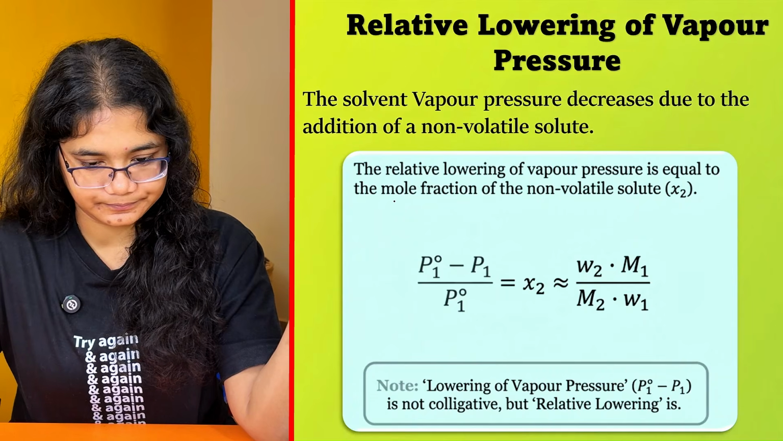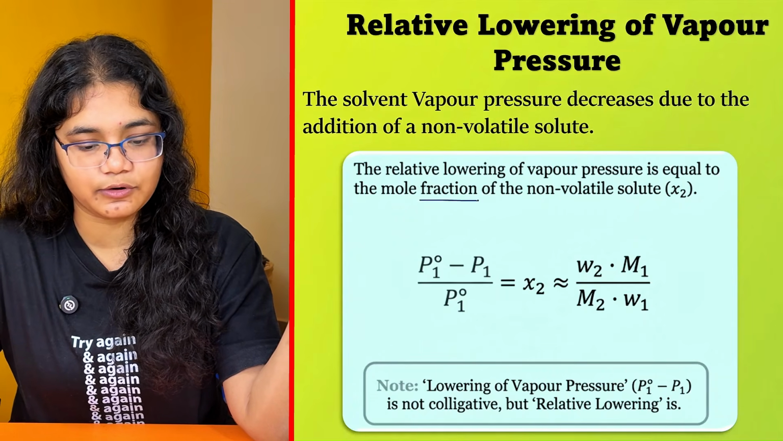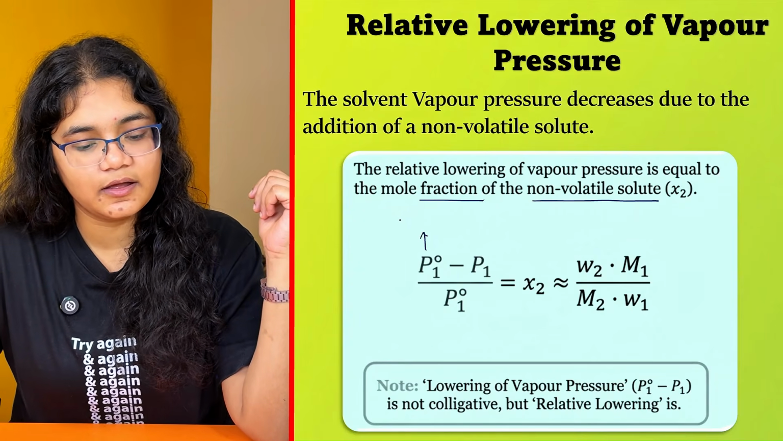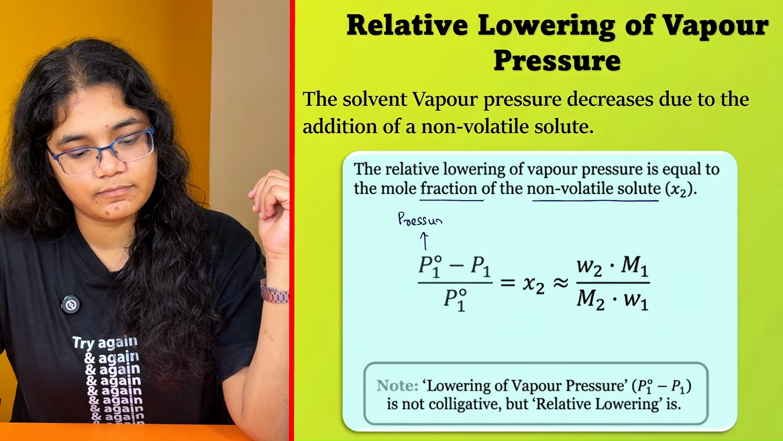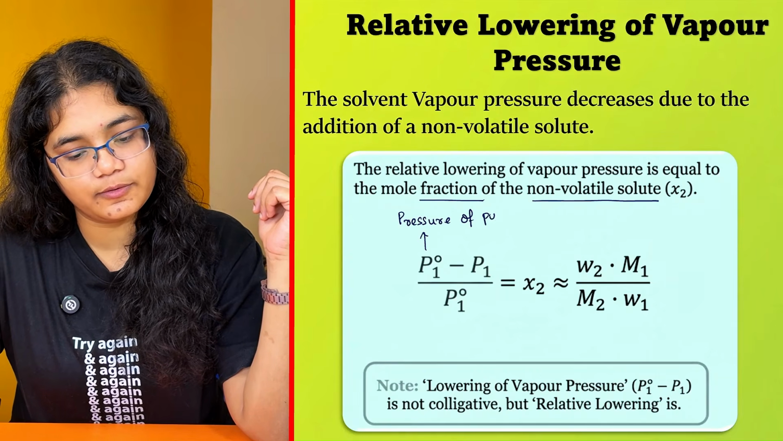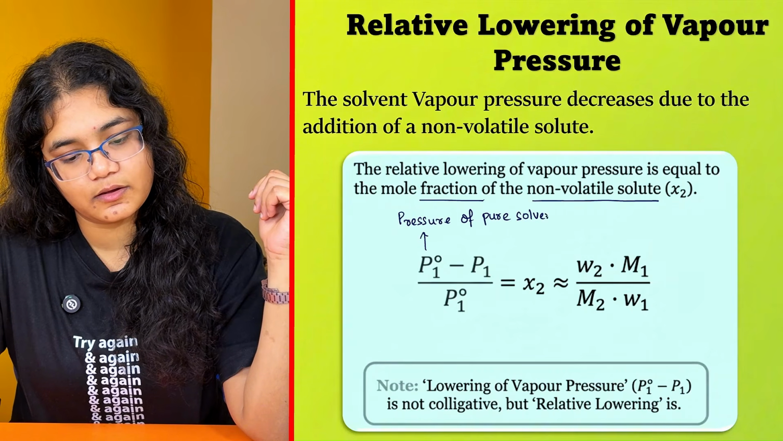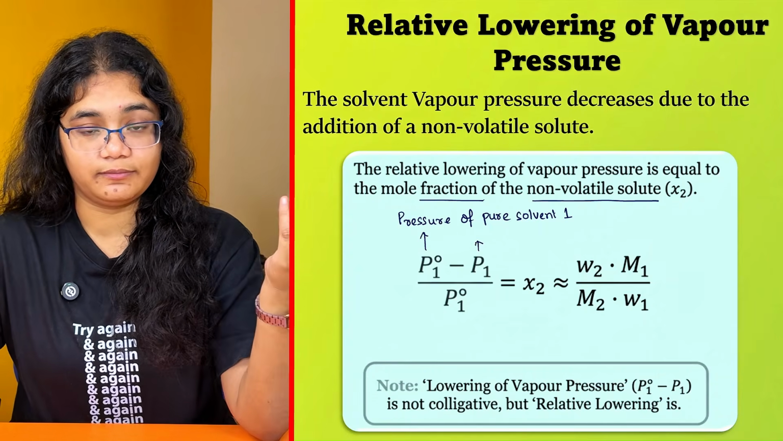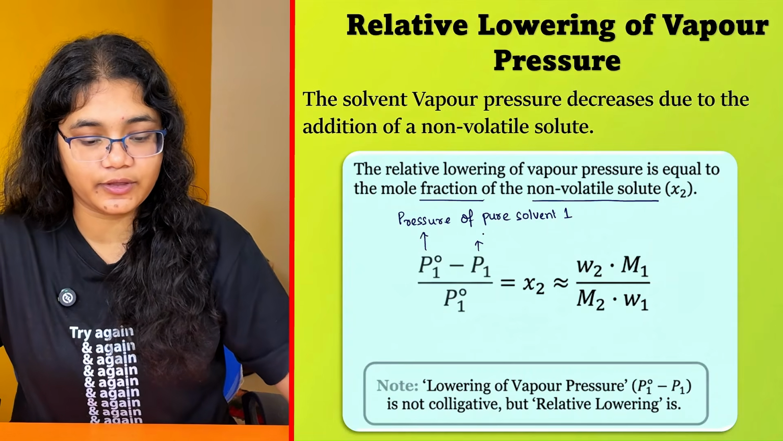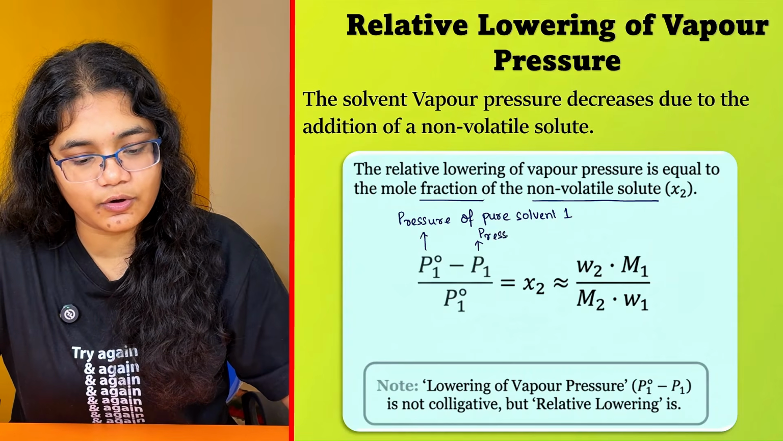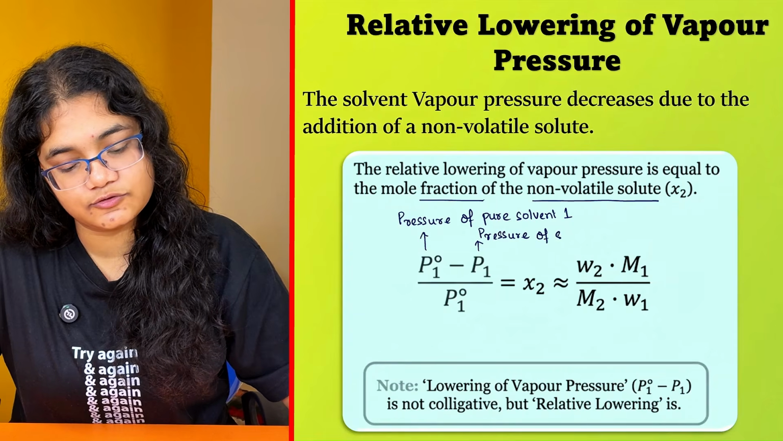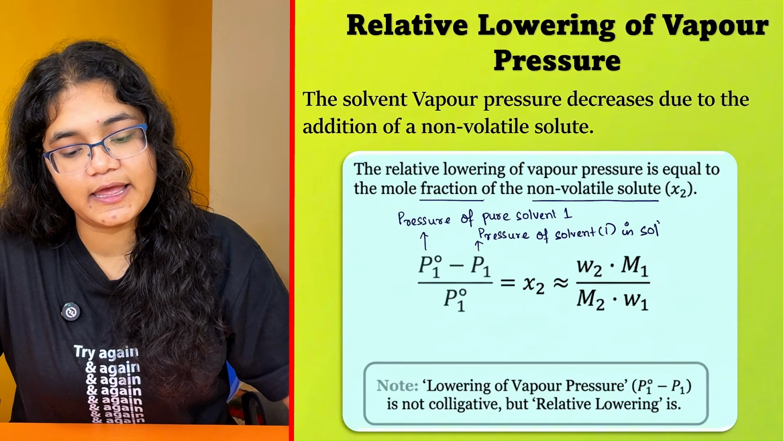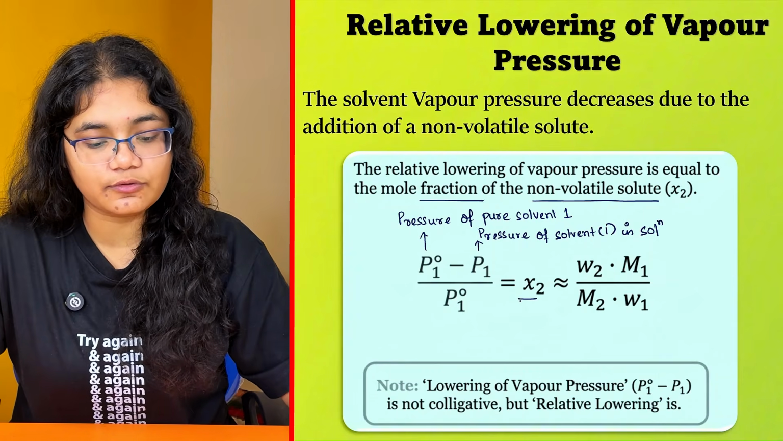So when you add a solute, the relative lowering of vapor pressure is equal to the mole fraction of the non-volatile solute. What is P01 here? P0 is the pressure of pure solvent 1. Now what is P1 here? P1 is the pressure of the solution. Means when you have added the solute, what is the new pressure? So I can say it is the pressure of solvent, denoted by 1, in solution. Means when you have already added the solute, and that is equal to the mole fraction of the solute.